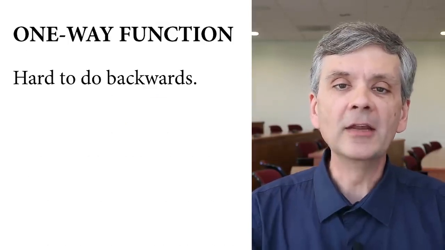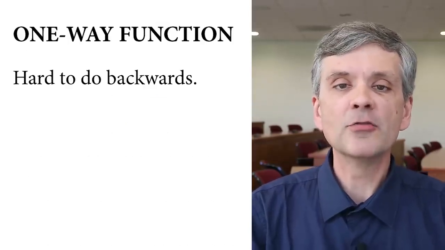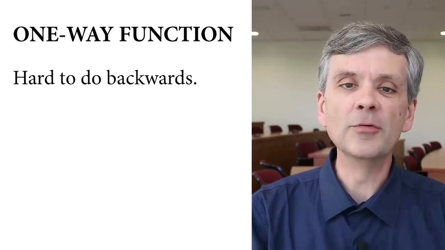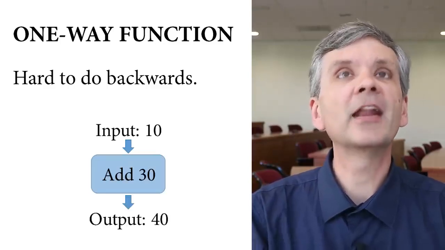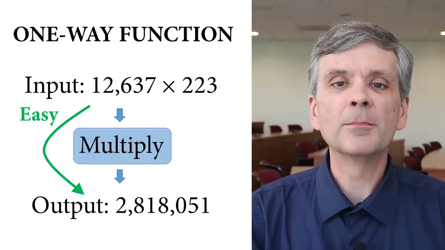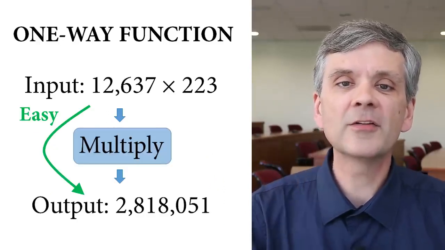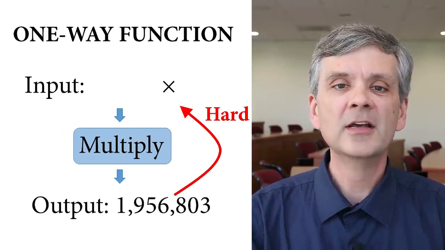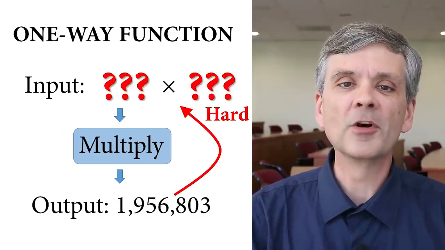And SHA-256 stands for Secure Hash Algorithm, and it outputs 256 bits. What does one way mean? Well, that's just a function that's hard to do backwards. Some functions are easy to do backwards, like for example the function of adding 30. You just subtract 30 to do the reverse. But the function of multiplying two large prime numbers together is really hard to do backwards. Take a look at my follow-up video for more details.